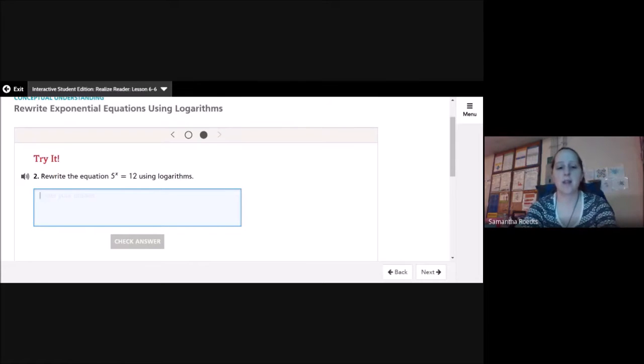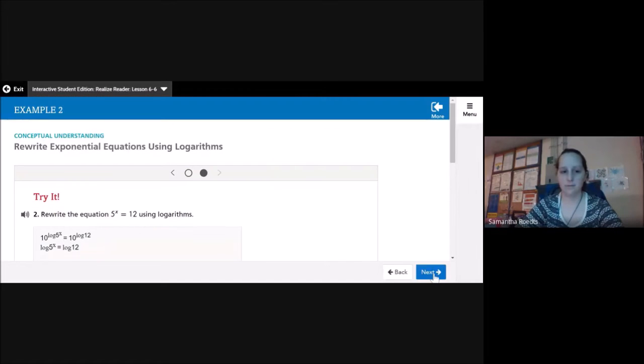So I can rewrite this as powers of 10. Similarly, I'm going to write this as 10 to the log 5 to the x equals 10 to the log 12. By that, I can say log of 5 to the x equals log 12. Basically I'm putting log in front of each of these.